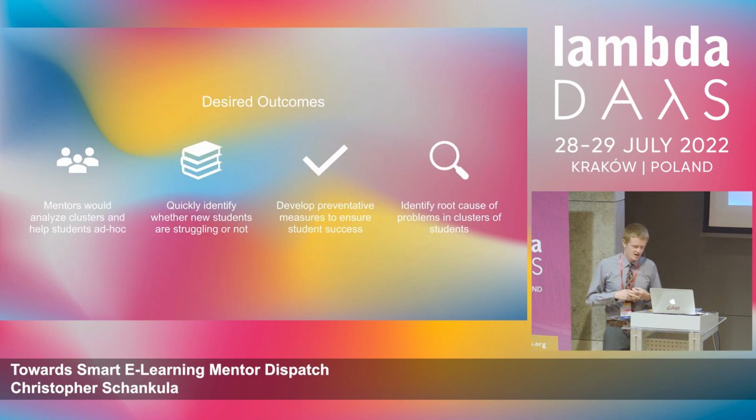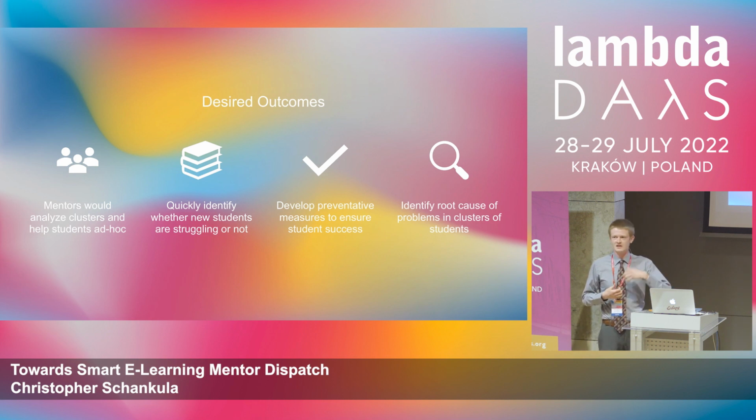And so here are some desired outcomes that we hope to get from this. For one, that the mentors would be able to analyze these and figure out what clusters students are in. Honestly, one of the things is just determining which of the clusters are even interesting to us. That first one we looked at, where they were working well and having 99% good compiles, that's not quite as interesting to us as maybe some of the ones where people are struggling. We want to quickly identify whether new students or even existing students are struggling or not, and then develop preventative measures to prevent this.